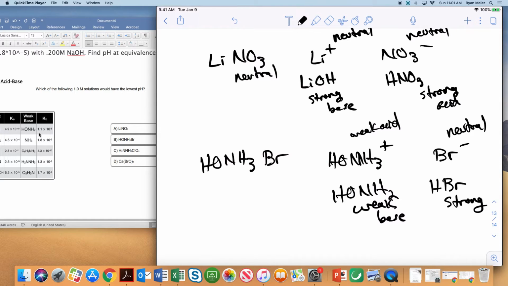And for that weak acid, we can even find the Ka. If I have Kb of 1.1 times 10 to the minus 8, I can take Kw, 1.0 times 10 to the minus 14, and divide by that Kb value, and I get a Ka of about 9.1 times 10 to the minus 7. So this cation is acidic with a Ka value of 9.1 times 10 to the minus 7. Now I can look at my remaining two.